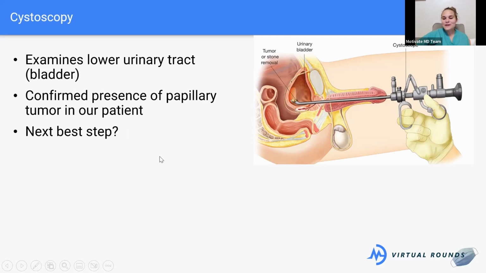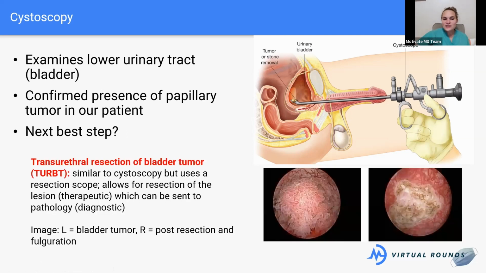Yeah, so what we do is something called transurethral resection of the bladder tumor. It's fancy, it's called TURBT. It's really similar to cystoscopy, but it uses a resection scope. Again, I think this is what the resection scope looks like, if I'm not incorrect. But yeah, very similar to cystoscopy. They're pretty much the same. You do the same thing. You go in there, but this time, it has something that's able to resect the tumor.